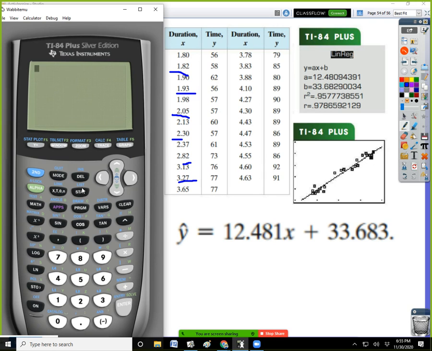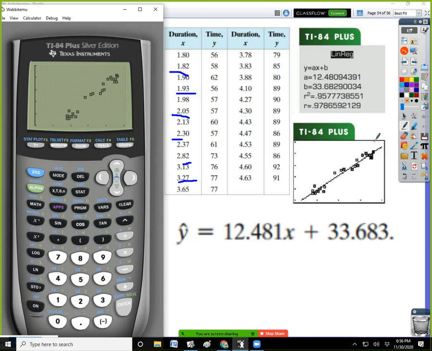Okay, so second quit, stat calc 4, and you get 12.4809 and 33.68, right? If you want to graph this, watch carefully. This is saved. Let's go to stat plot and we will turn it on. Now let's go to our window. What is the lowest x? 1.8, right? So we can do 0 to 5. That should be all right. And my Y min, let's do 50 to 100 by tens. If I graph this, there's my data.